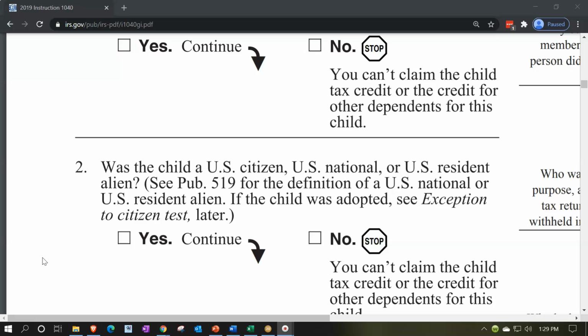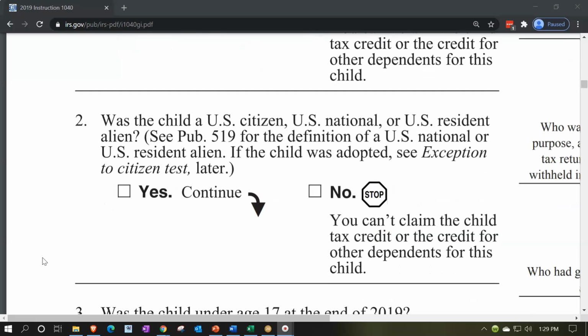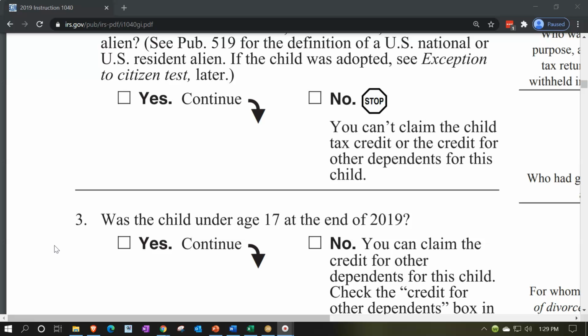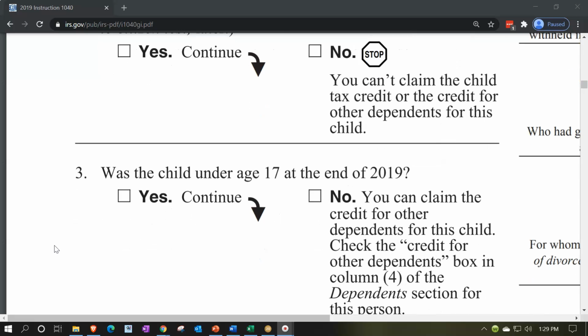2, was the child a U.S. citizen, U.S. national, or U.S. resident alien? If you have a question about that, you can see publication 519 for the definition of them. So if yes, we're going to continue. 3, was the child under age 17 at the end of 2019? So now this is a different age limit here.